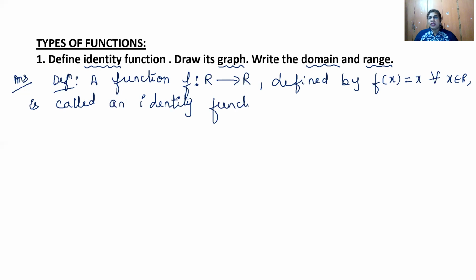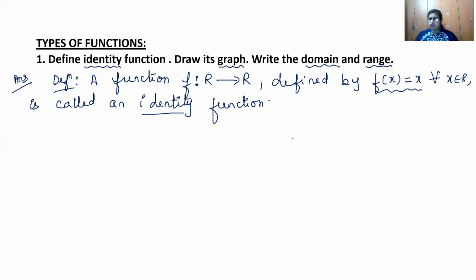Now, what is the meaning here? Identity is like looking at the mirror. If I am looking at the mirror, I can see my own image. If 1 is looking at the mirror, it gets 1 only as the image. If 2 is looking at the mirror, then the answer is 2 only. In the same way, it is defined by f(x) = x. Whoever that x is, the same x will be there as the image. So a function f from R to R defined by f(x) = x for every x belongs to R. That means not even a single real number should be there without getting its image. That is called an identity function.